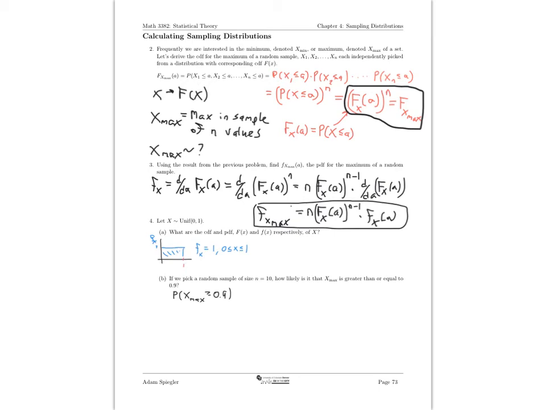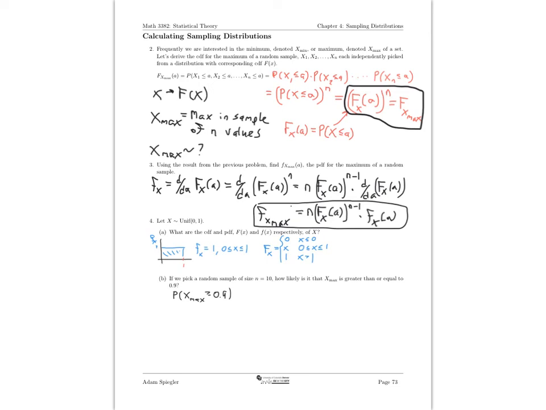And then to find the CDF, the CDF would be the antiderivative of the PDF. So we could integrate that and get x as long as x is between 0 and 1, and it's going to be 0 if x is less than 0, and it's going to be 1 if x is bigger than 1. So that would be the CDF, and again, that's going to be useful when we want to calculate the CDF of x max.